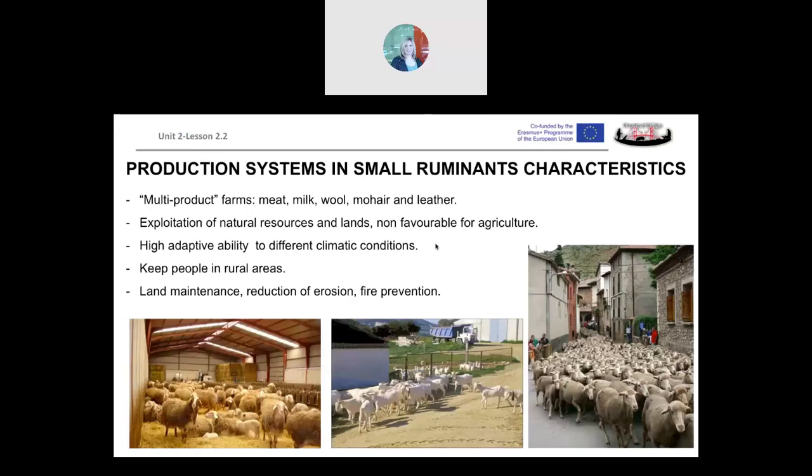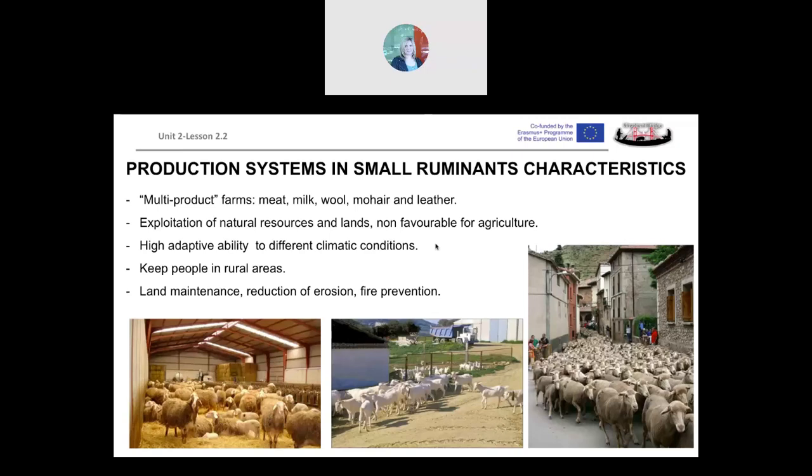I would like to introduce you that, as maybe you know, goat and sheep make the group that we call the small ruminants, and they have some similar or common characteristics in the production system that usually are exploited, because in both cases we are talking about multi-product farms. I mean with this that we are going to have meat, milk, wool in the case of the ovine, or mohair in the case of the goat, and leather.